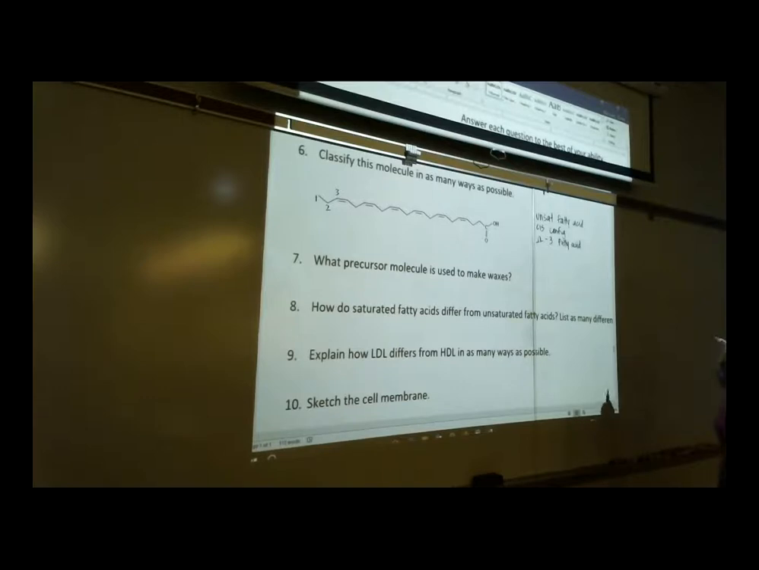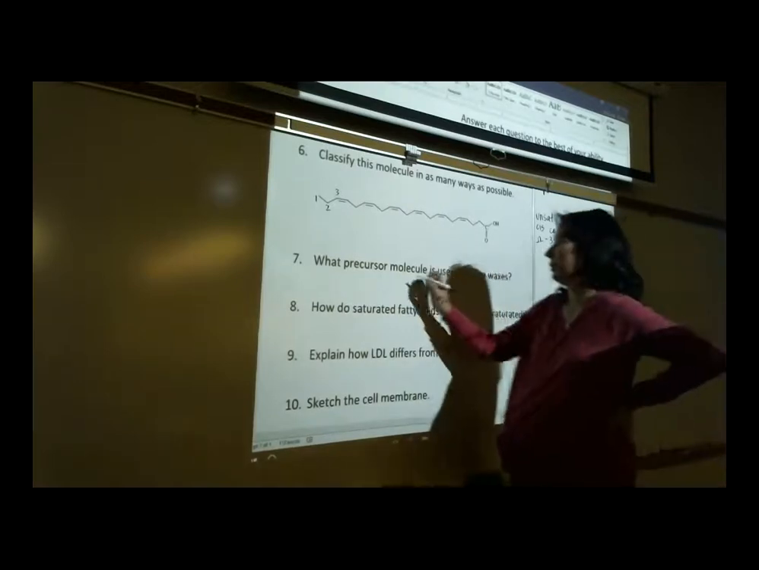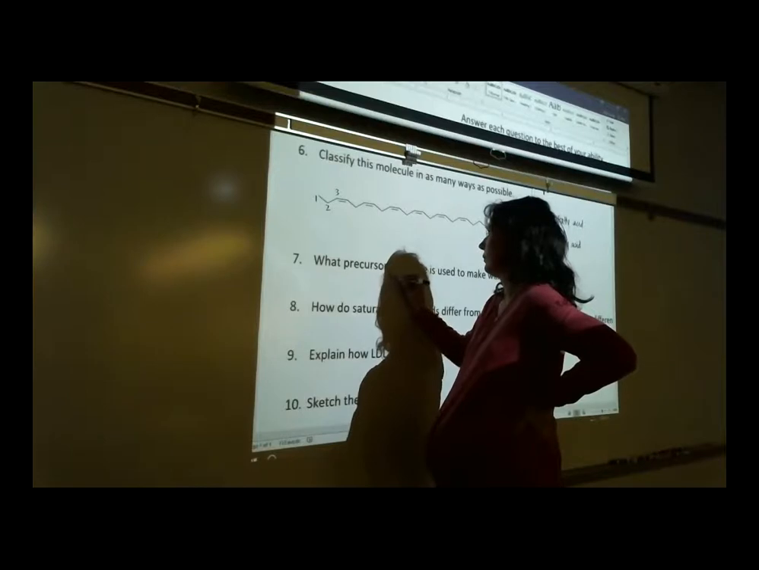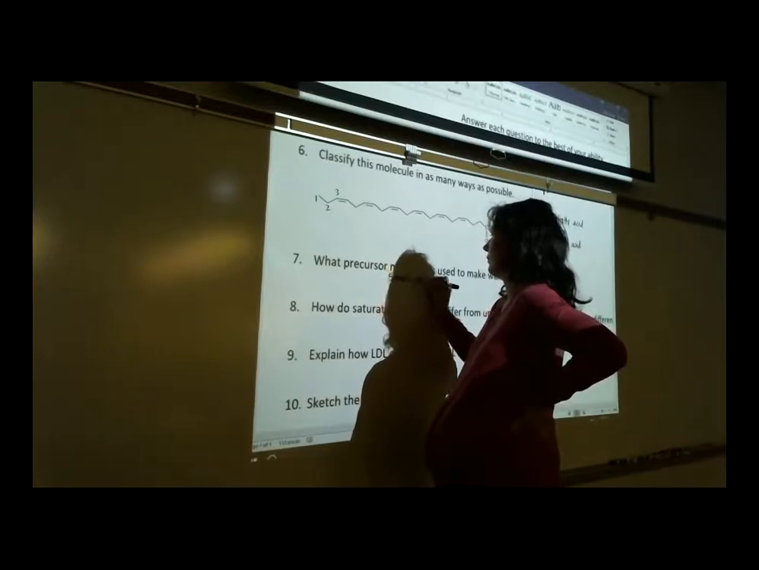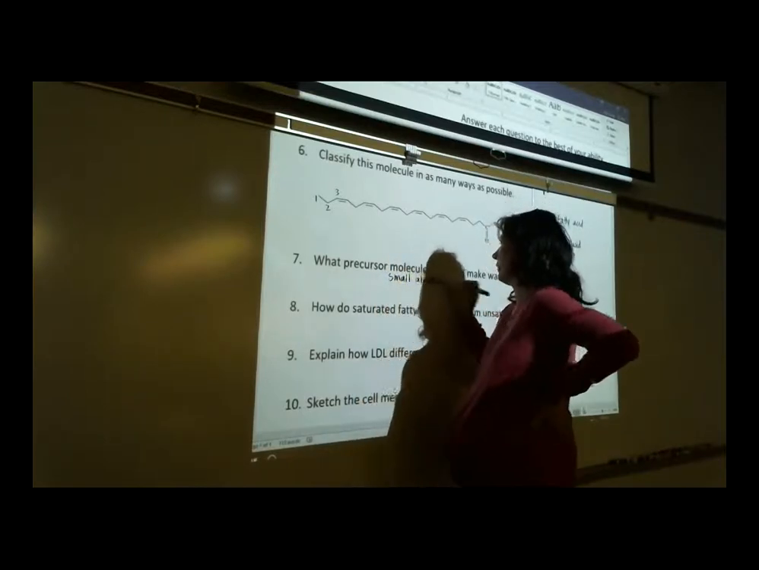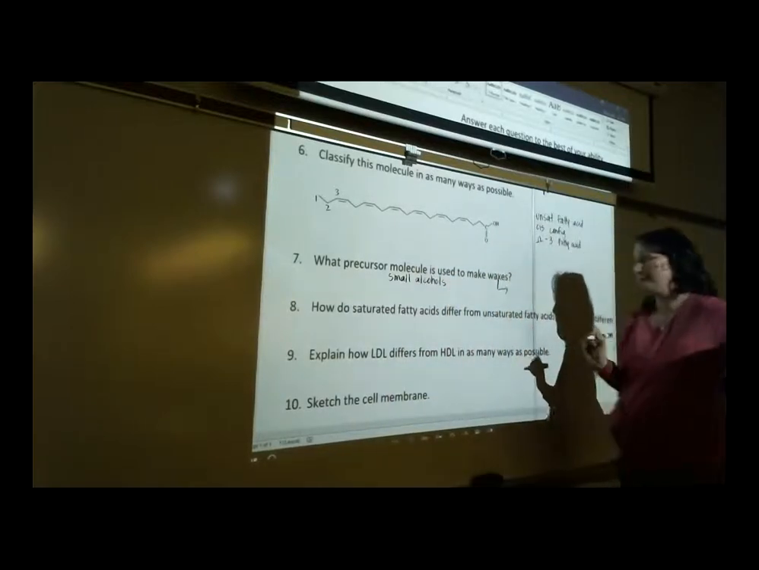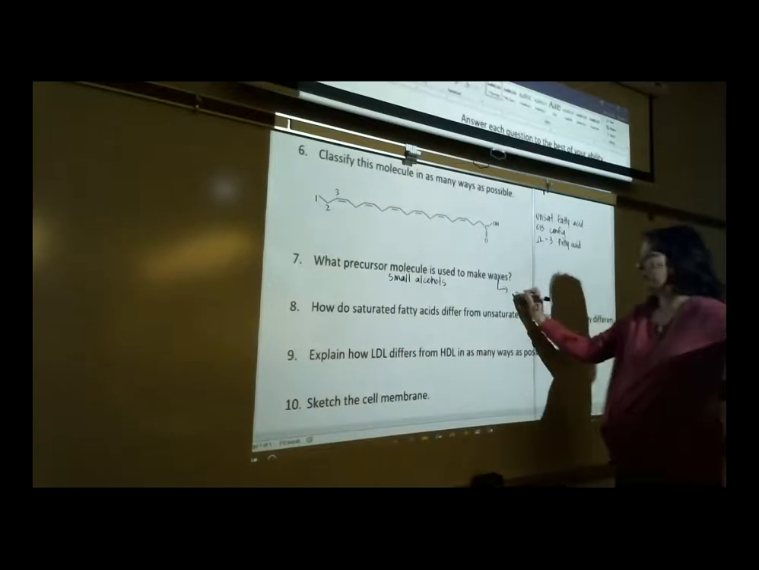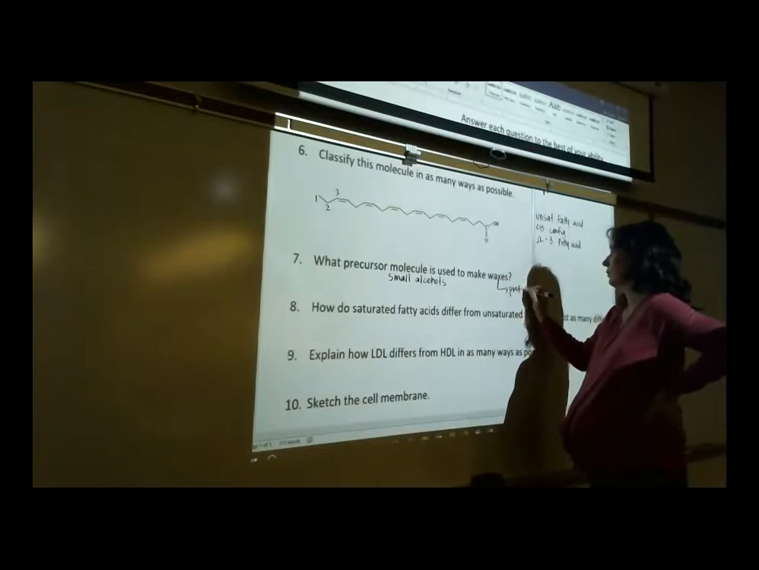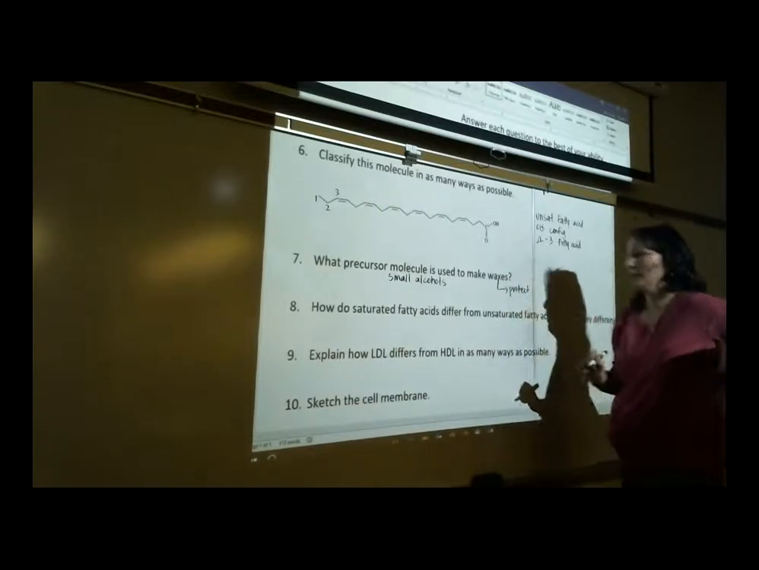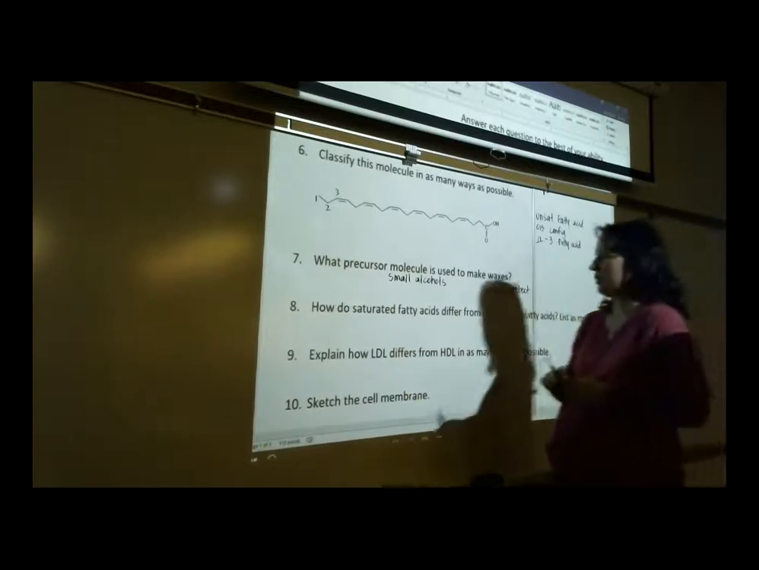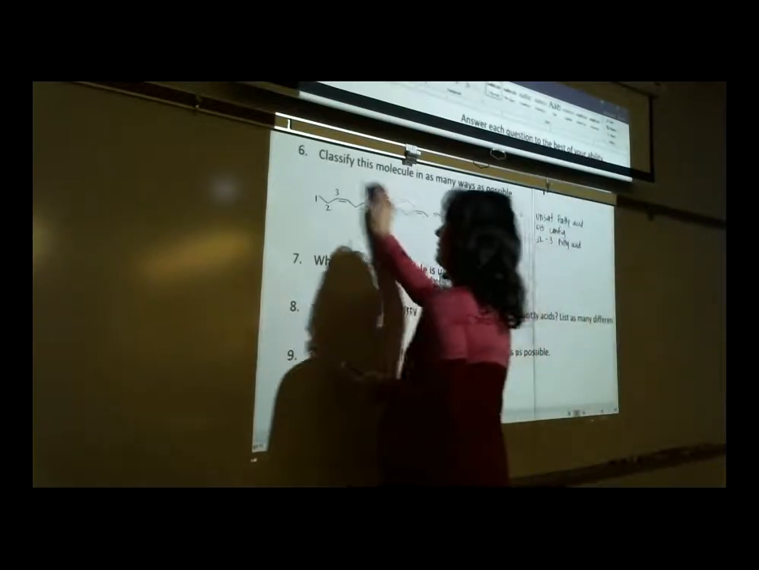What precursor molecule is used to make waxes? Small alcohols, right? And just for a review, what role do waxes have primarily? Protection, yep. All right, let's give ourselves more room for number 8 because we're going to need it.